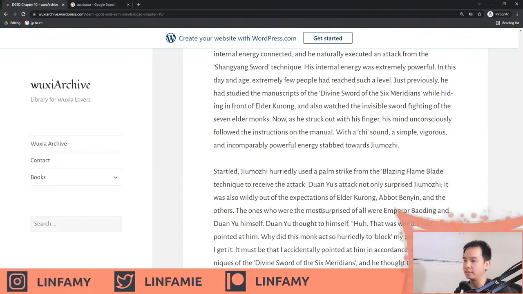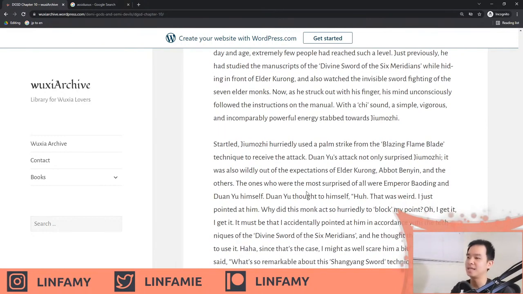Startled, Jimotsu hurriedly used a palm strike from the blazing flame blade technique to receive the attack. Duan Yu's attack not only surprised Jimotsu, it was also wildly out of expectations of Elder Kurong, Abbot Bunyin, and the others. The ones who were the most surprised of all were Emperor Baoding and Duan Yu himself.